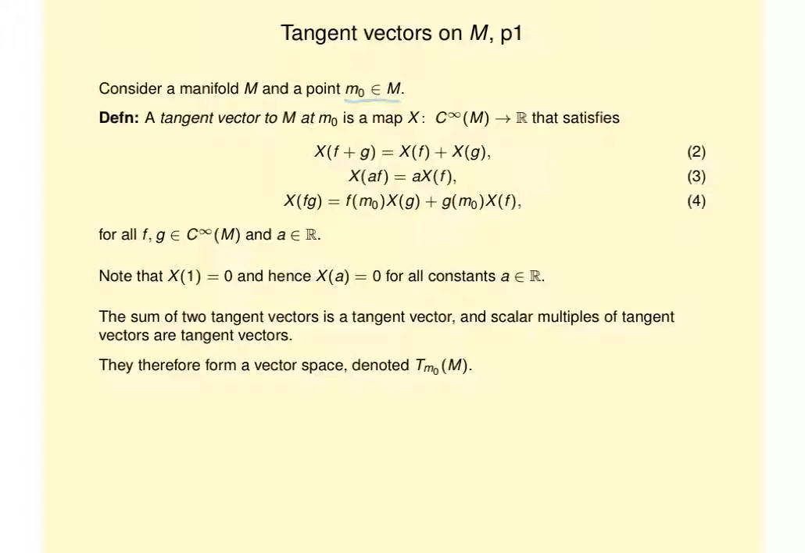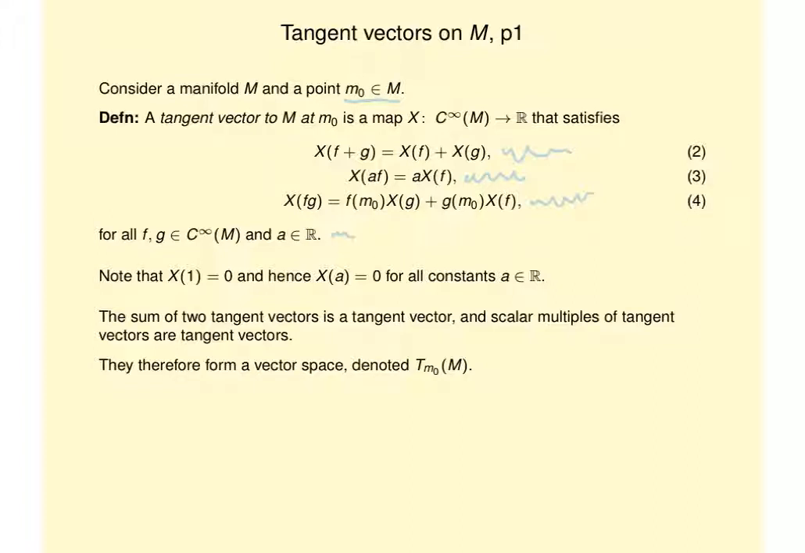And I define a tangent vector to be a map from the smooth functions on the whole manifold to R that is additive, first of all, and linear over the reals, and it satisfies this derivation equation here for all smooth functions f and g and all constants a in R. And that's what we saw as a characterization of tangent vectors on Rn. And we'll see that this works. We'll see, in fact, that the other formulations also carry through.